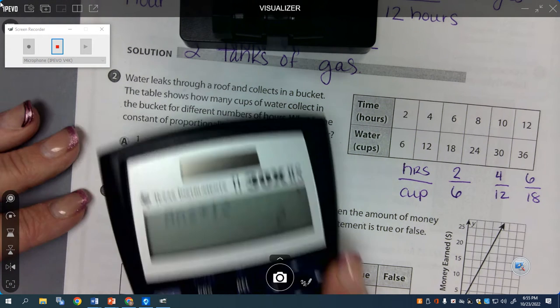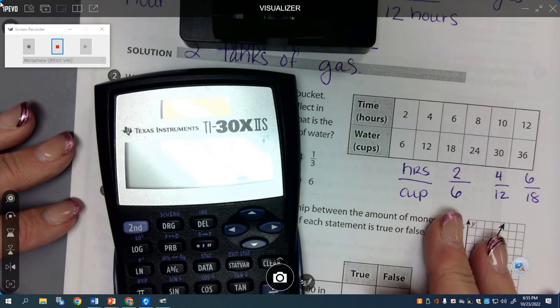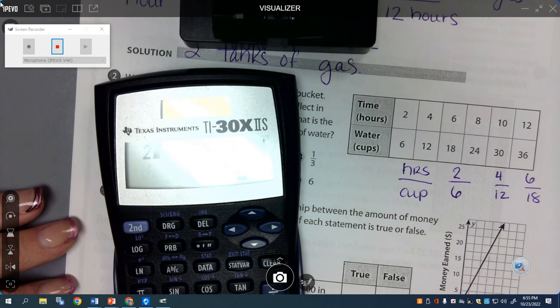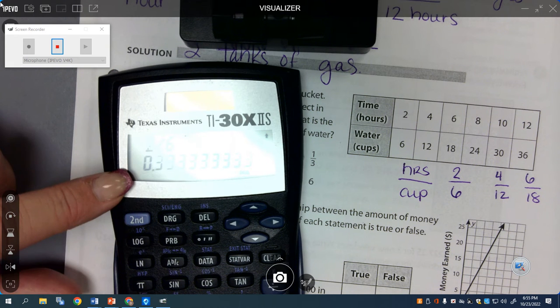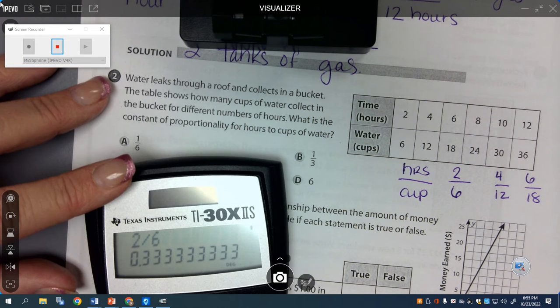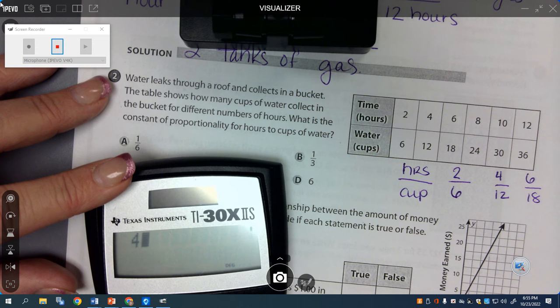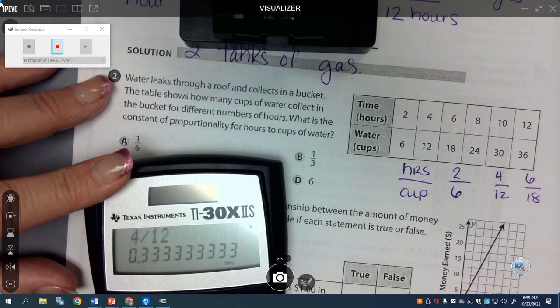Now, a lot of you are like, well, Mrs. Parkin, you told us to find the constant, we divide. Well, 2 divided by 6 comes out to be 3/10 repeating. Ooh, bad glare, sorry. All right, 4 divided by 12, guess what it's going to be? The same thing.